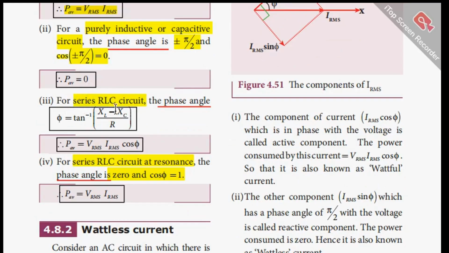Next, for a series RLC circuit, the phase angle is given by φ = tan⁻¹((XL − XC)/R). So the average power is given by the RMS value of voltage times the RMS value of current times cos φ. And for a series RLC circuit at resonance, the phase angle is 0 and cos φ becomes 1. Therefore the average power is given by the product of the RMS value of voltage and the RMS value of current.